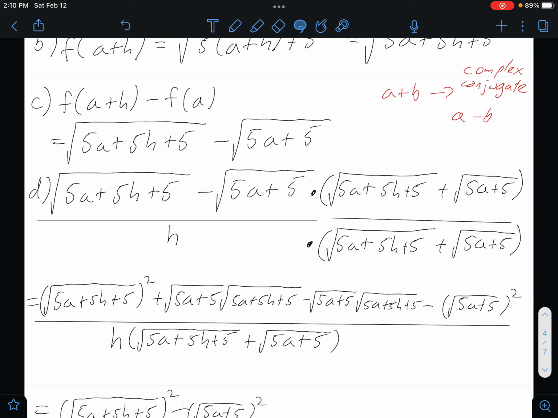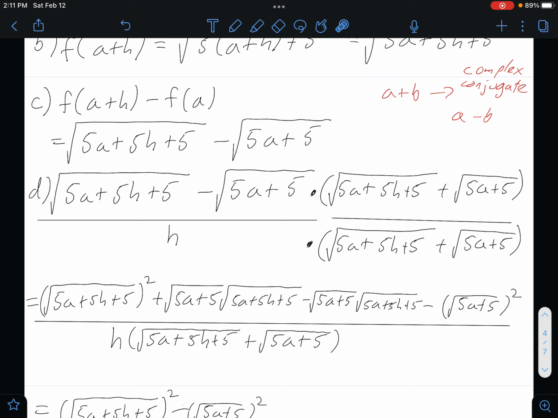And multiplying this requires FOIL, right? We have to multiply top and bottom by the same thing because this is a fraction, right? So on the bottom, it's just going to carry on through: h times the quantity, radical 5a plus 5h plus 5 plus radical 5a plus 5. That's going to be the same denominator all the way throughout. There's really nothing we can do about it. But the numerator, we're going to be foiling, right?